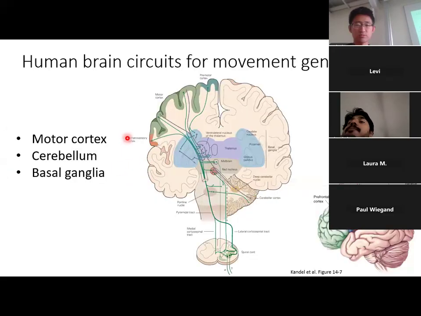So let's come to more neural stuff here. That's what I want to talk about today: very important brain areas responsible for movement production. I will mainly talk about three areas which may be most important for movement control: motor cortex, cerebellum, and basal ganglia.